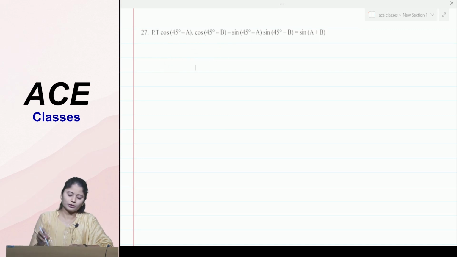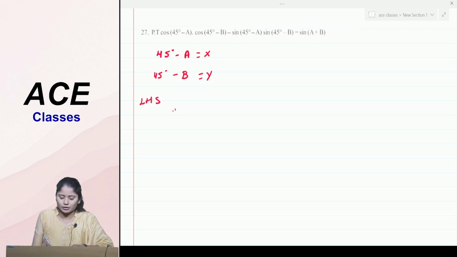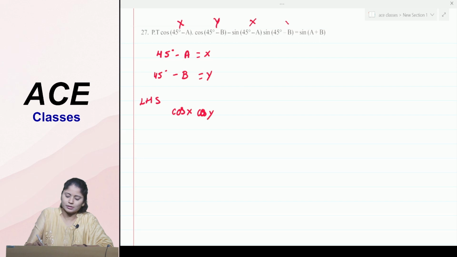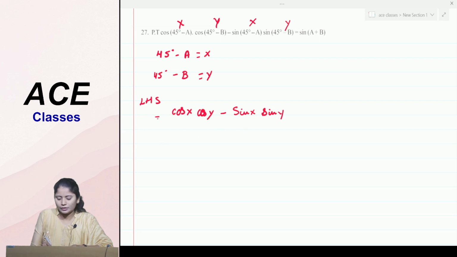For that reason what I'll do is I'll just substitute the value of 45 degree minus a as x and 45 degree minus b as y. So now the LHS will change to cos x cos y. This I'll take as x and this I'll take as y. Similarly here also this is x and this is y. Cos x cos y minus sin x sin y. So I have this identity cos a cos b minus sin a sin b. I can write it as cos of a plus b. So here it is cos of x plus y.